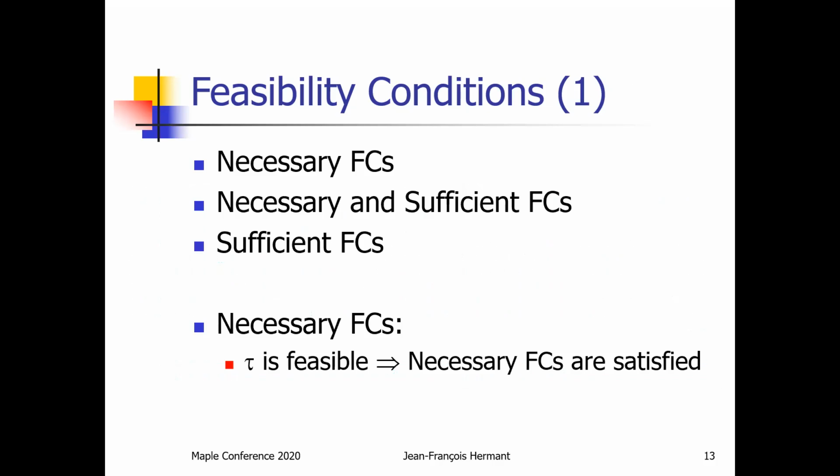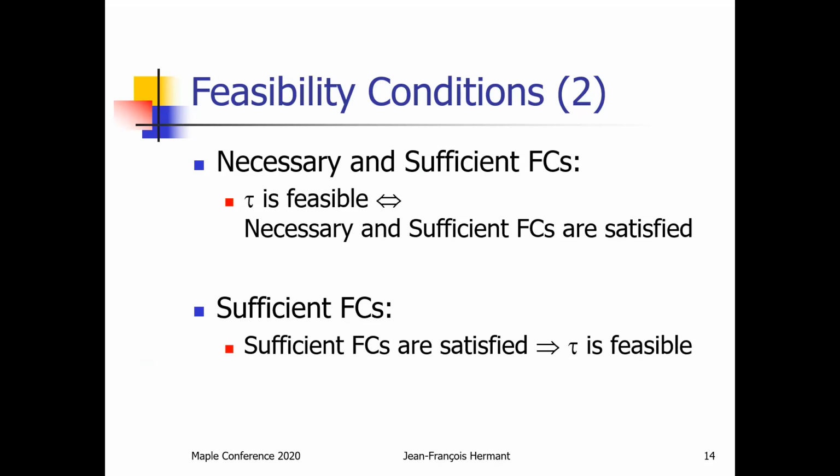When we want to solve a real-time scheduling problem, we must provide a feasibility condition. This is mandatory. There are 3 kinds of feasibility condition: necessary feasibility condition, necessary and sufficient feasibility condition, and sufficient feasibility condition. With a necessary feasibility condition, we have: τ is feasible implies that the necessary feasibility conditions are satisfied.